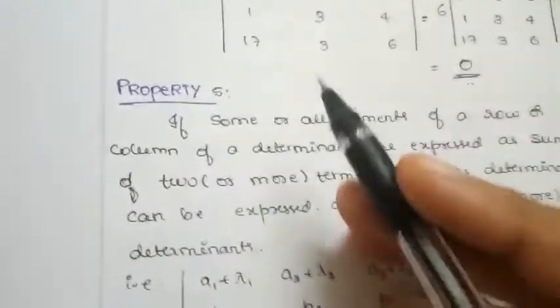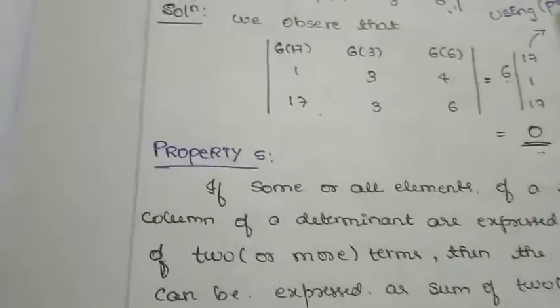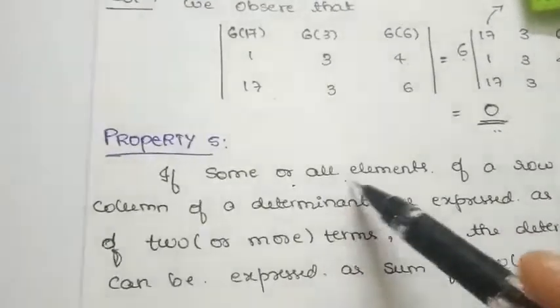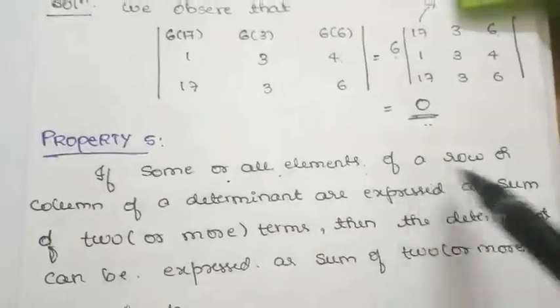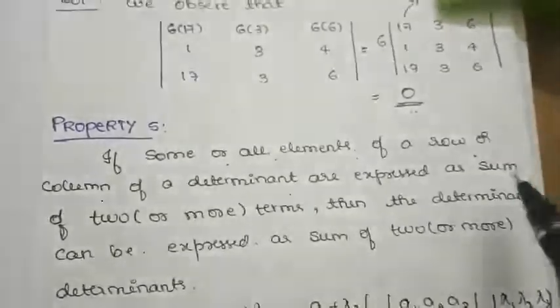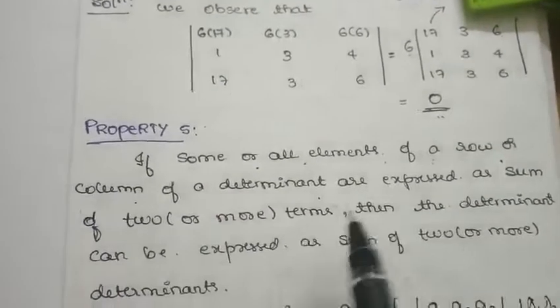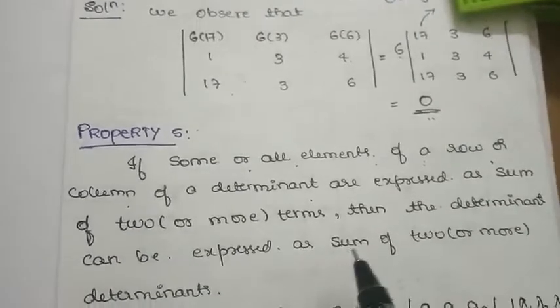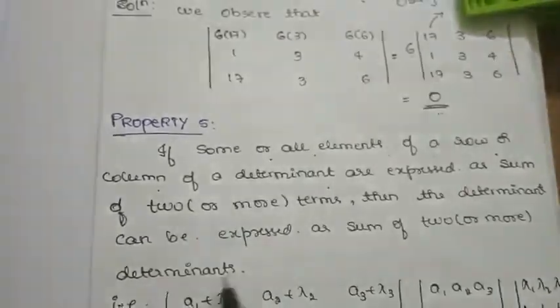So the next is property 5. What is property 5 saying? If some or all the elements of a row or column of a determinant are expressed as a sum of two or more terms, then the determinant can be expressed as the sum of two or more determinants.